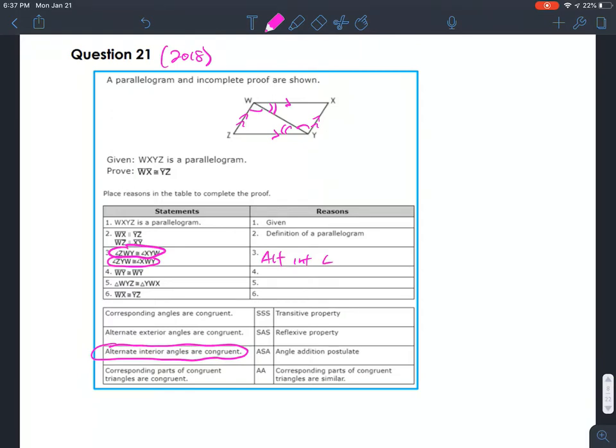Remind you, on the state test, these are drag and drop. You would just drag this up and put it in the box. All right, great.